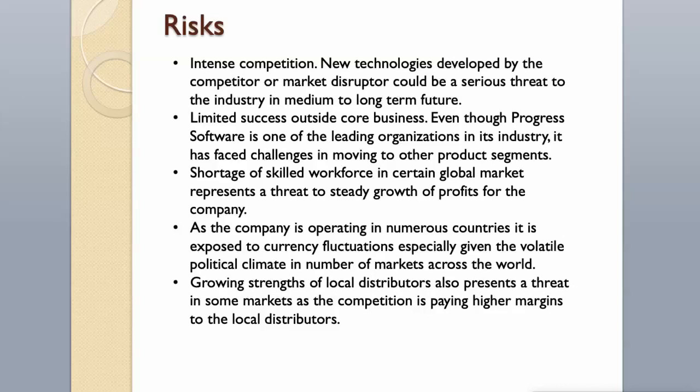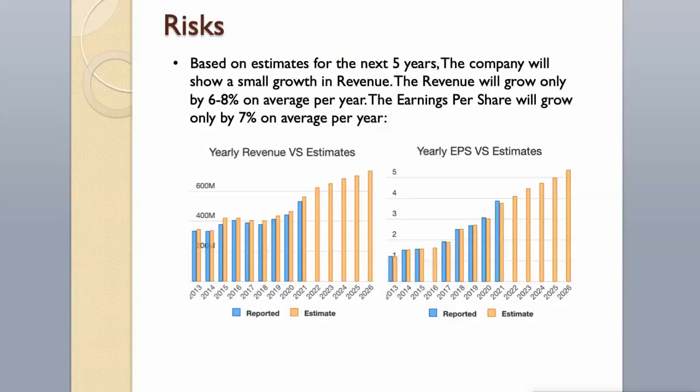As the company is operating in numerous countries, it is exposed to currency fluctuations, especially given the volatile political climate in a number of markets across the world. Growing strengths of local distributors also presents a threat in some markets as the competition is paying higher margins to the local distributors. Based on estimates for the next 5 years, the company will show a small growth in revenue. The revenue will grow only by 6 to 8% on average per year. The earnings per share will grow only by 7% on average per year.